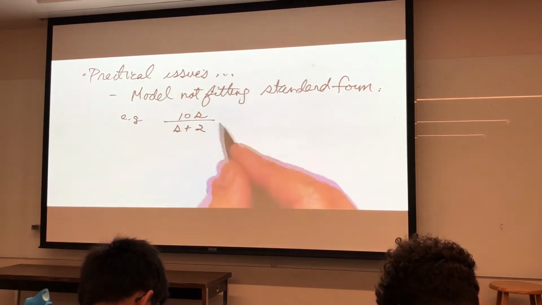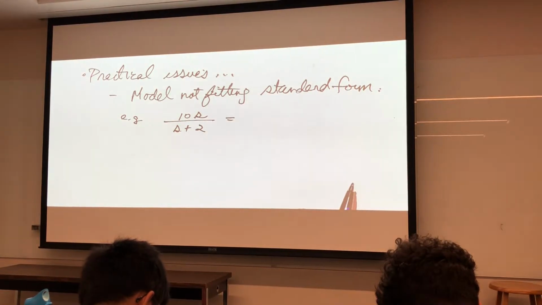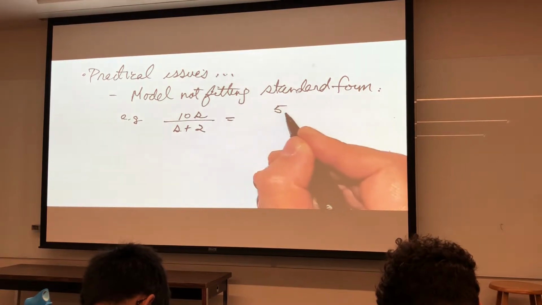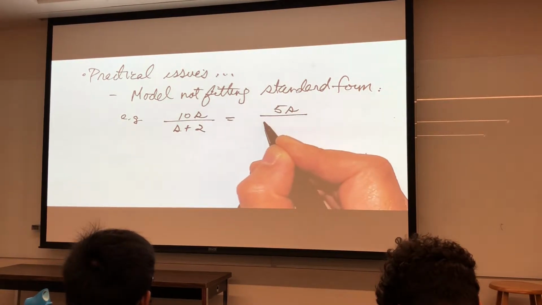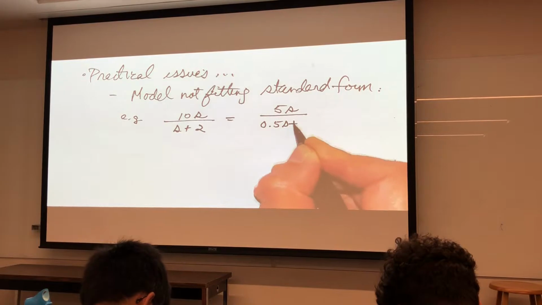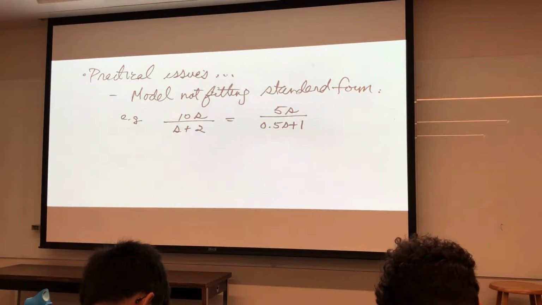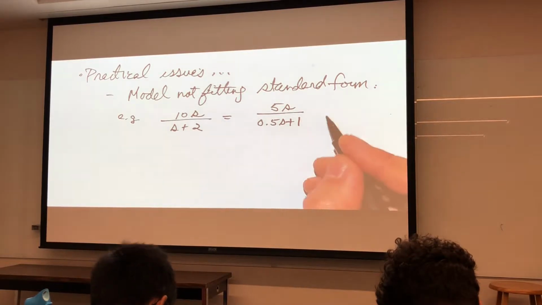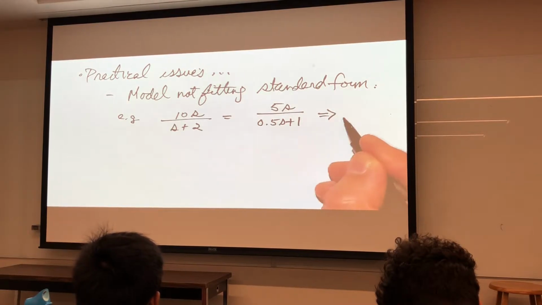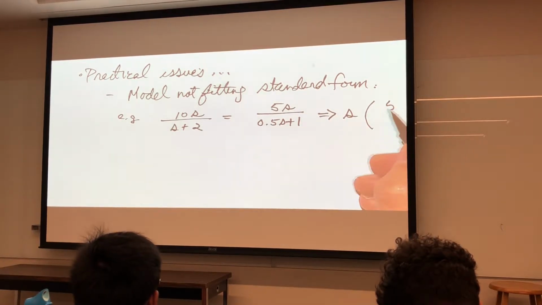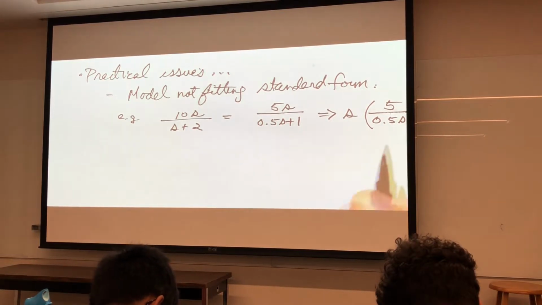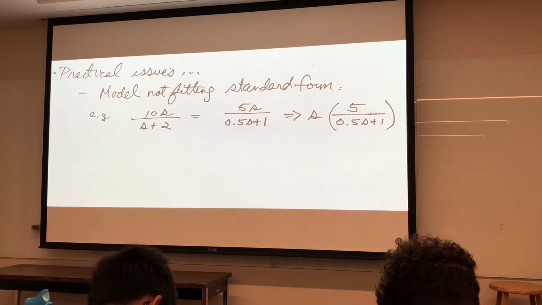Now I could try to get it close. For example, I might divide top and bottom by 2. If I divide top and bottom by 2, then I get something like 5 s over 0.5 s plus 1. Okay. That's still not standard form. But what I can say is maybe this kind of looks like s times 5 over 0.5 s plus 1.